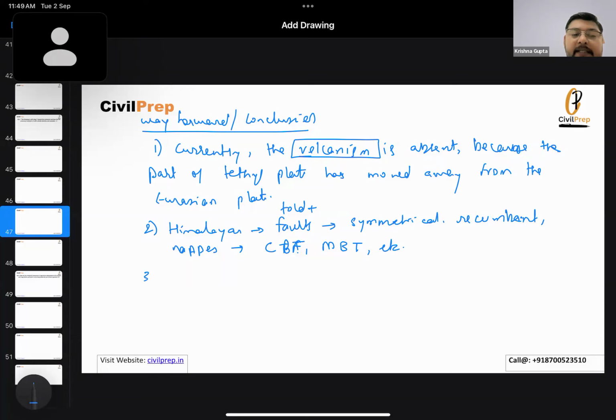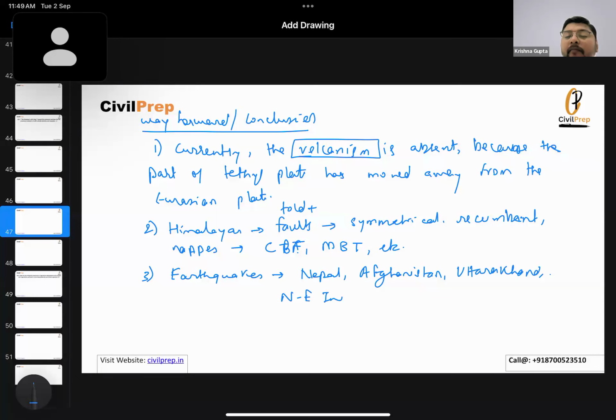The third thing we can see here is that this region is very highly susceptible to earthquakes. Recently we have seen this in the region of Nepal and Afghanistan. Also, we see it in the region of Uttarakhand and Northeast India. We experience a series of earthquakes because a large amount of energy is stored beneath them.